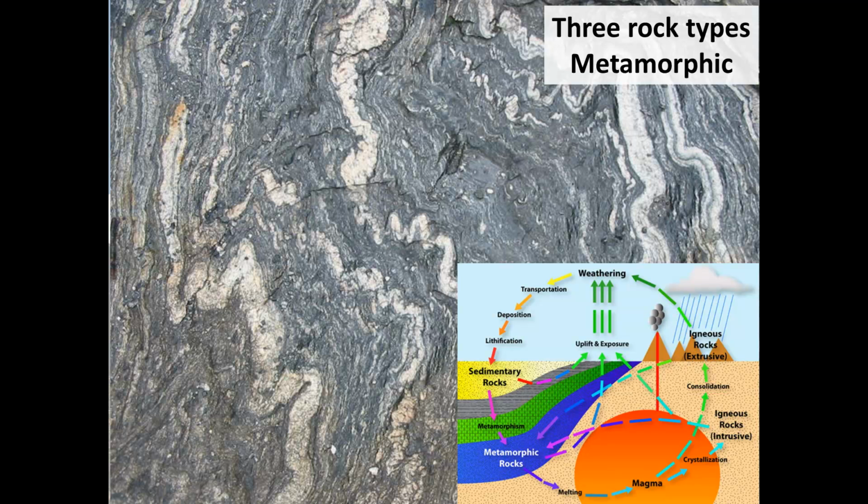Metamorphosis is a change, that's why it's called that. So it's been altered by its contact under high heat and pressure. So the three rock types, igneous, sedimentary, and metamorphic. Know them, please.